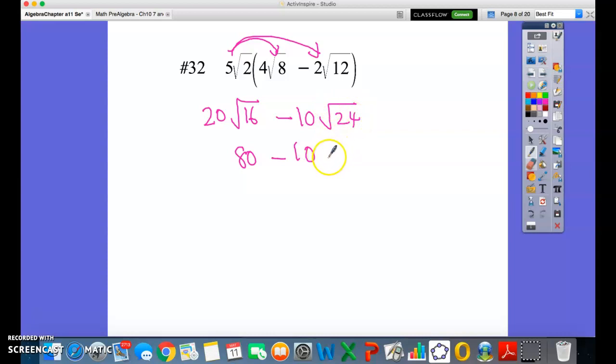24 is 4 times 6, right? So square root of 4 times square root of 6, and then I can take out 2 from square root of 4, so this will be 20 times square root of 6. So the answer is 80 minus 20 square root of 6.